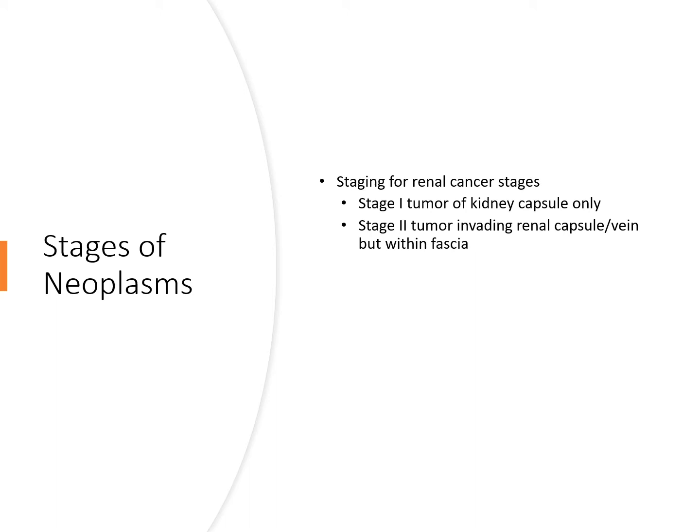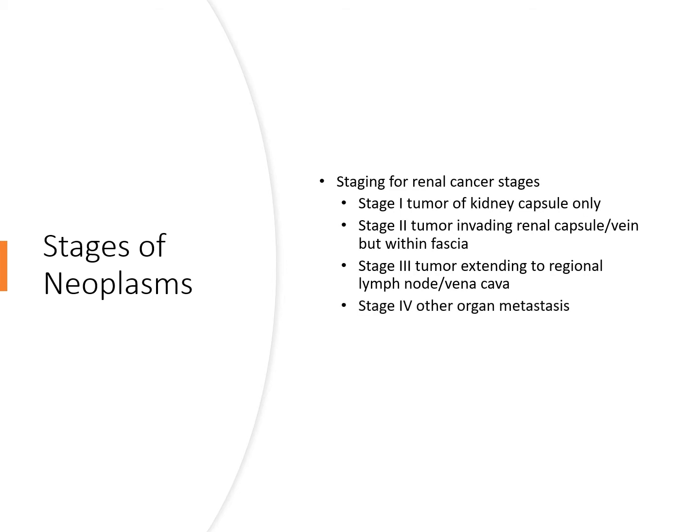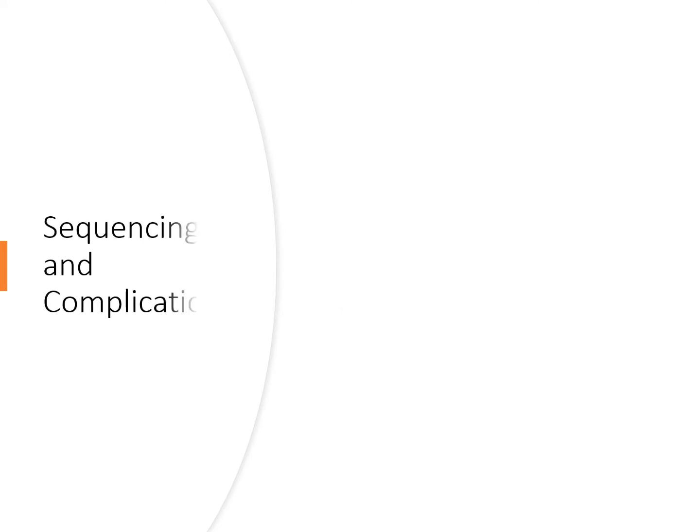Stage 1, the tumor, for example, of the kidney, right? Stage 1, tumor of the kidney, the capsule only. Stage 2 will be invading the renal capsule. Stage 3 is going to be extending to regional lymph nodes. And stage 4 will be spreading out to other organs, called metastasis. The pathology report and staging information will be documented in the medical record.